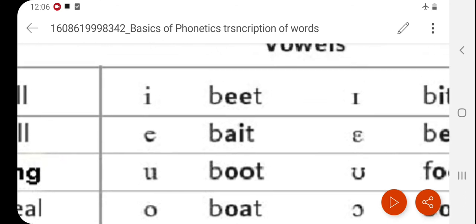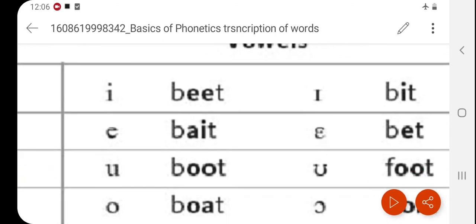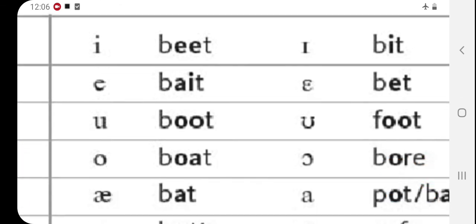Now let's come to vowels. This is the long E sound, beat, E. And the next one is the short E sound, bit. Beat and bit. Then we have the A sound, bat and bait.